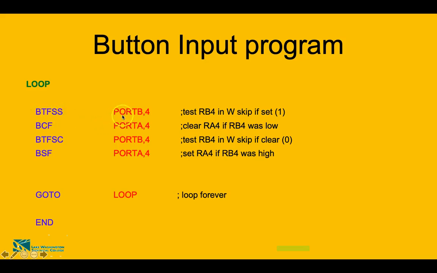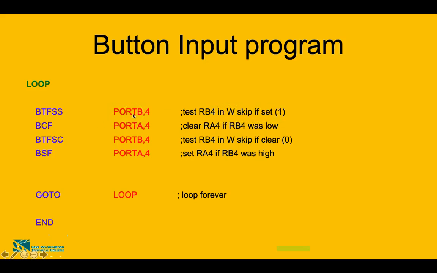Okay, so this is your port B, and this comma 4 indicates your bit number. So the fourth bit number is this, test RB4. RB4 is at the fourth place in port B. So it's going to do the bit test, and it's going to skip if it is already set, which means it is 1. So it's going to skip if it is set.